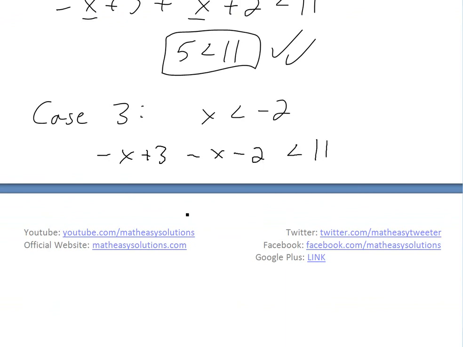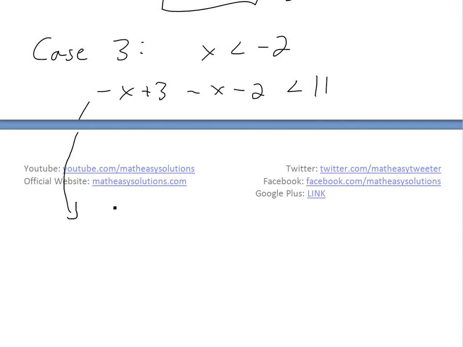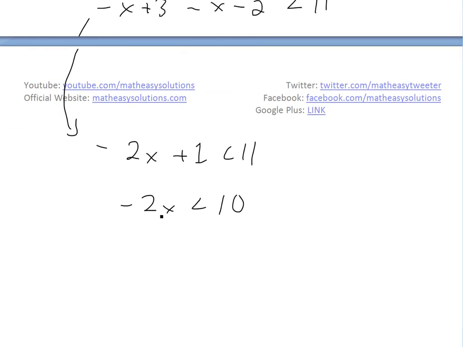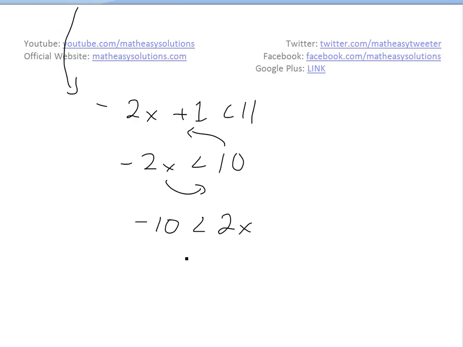Add these up, so we're going to have negative 2x, this adds up to 1, plus 1 less than 11. Now we can move this to the right side. We're going to have negative 2x is less than 10. You can't divide by a negative; if you divide, you have to switch the sign, if you see my earlier video. But let's just move this around. Put this on this side and this on this side, so we're going to have negative 10 is less than 2x. Now divide it out, and we're going to have x is greater than negative 5.